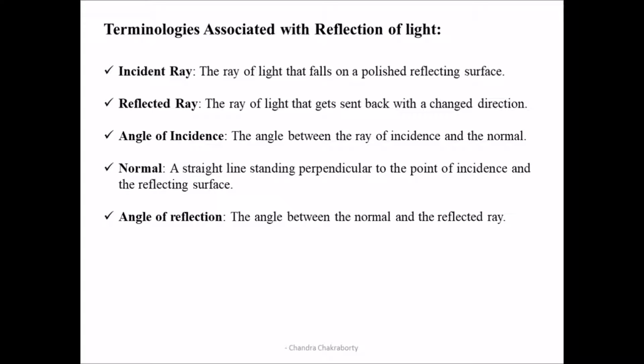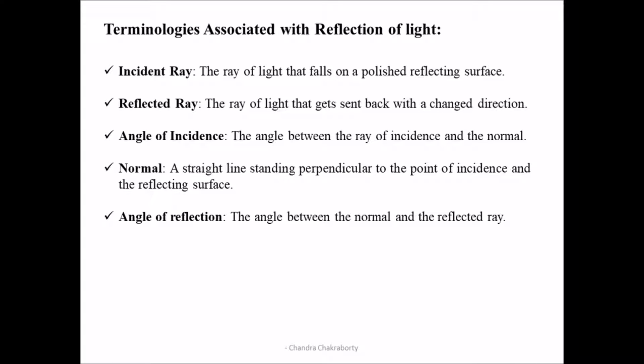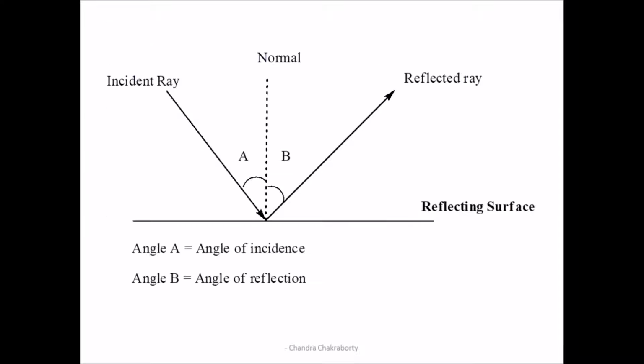Now let's come back to the different terminologies associated with reflection of light. First one is the incident ray. The ray of light that falls on a polished reflecting surface is called the incident ray. Here, the incident ray is striking the reflecting surface. Second is the reflected ray. The ray of light that gets sent back with a changed direction is called the reflected ray. Here you can see that the incident ray which strikes the reflecting surface gets reflected back with a changed direction. This is called the reflected ray.